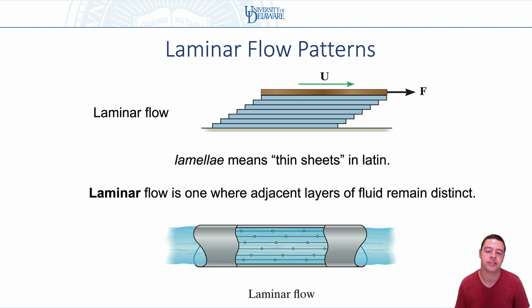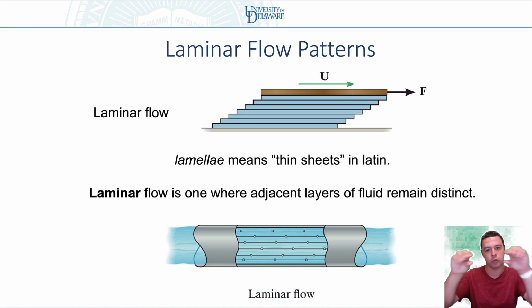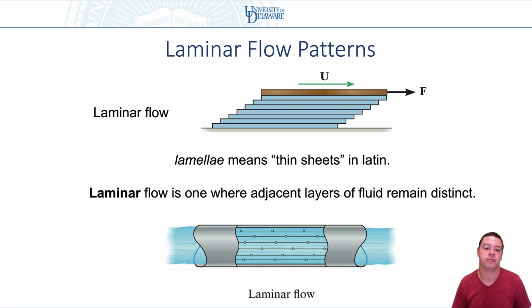So the idea is that, I've shown these pictures of, for example, when I have fluid between a flat plate and I apply a shear stress between them, I've shown flow, and I tried to sketch out that you can imagine that these things are basically individual layers where each layer moves past the other layer at basically a different speed. So that's called laminar flow, and it's called that because lamella means thin sheets in Latin.